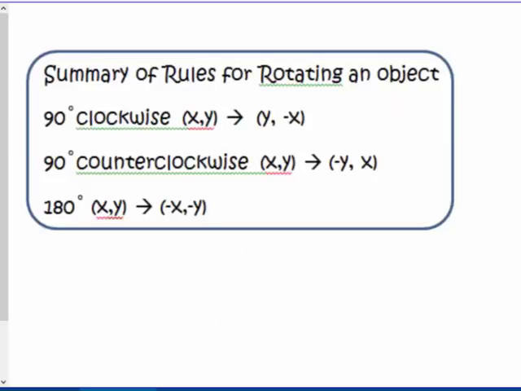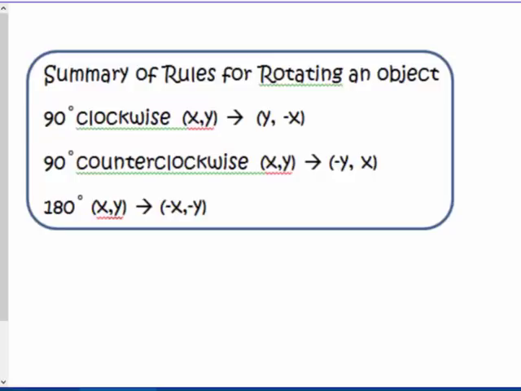If you go to the next page, page 25, you'll see that the summary of the rules is up at the top. So 90 degrees clockwise, X and Y switch, and X becomes its opposite. 90 degrees counterclockwise, X and Y switch, and Y becomes its opposite. 180 degrees, they stay and both become their opposite.